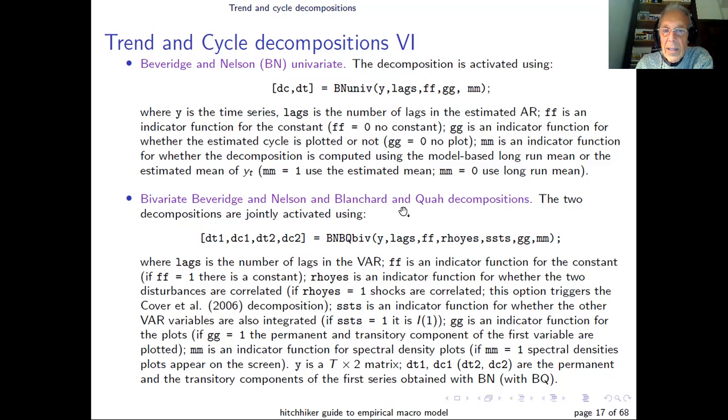The bivariate or multivariate decomposition is activated with this bn bq biv. Y could be a vector here, and lags is the number of lags. Rho yes is whether the two shocks are correlated or not, in which case the decomposition that is triggered is the one by Kamber and others 2006. And then you have a bunch of indicator functions which basically determine which data are integrated and which ones are not.